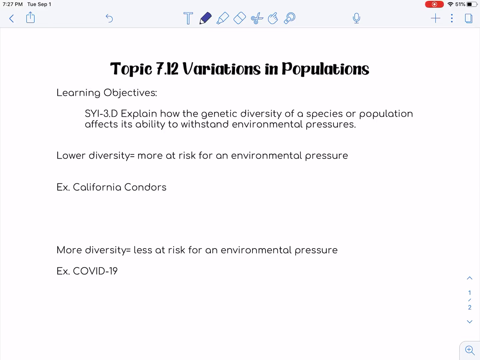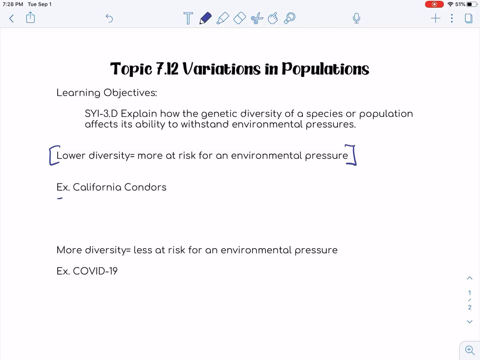All right, so we're going to go ahead and look at variations in population, and we're going to explain how genetic diversity of a species or populations affects its ability to withstand environmental pressures. So we're going to focus in on this statement here for this first part: lower diversity equals more risk for an environmental pressure. And so my example is going to be California condors.